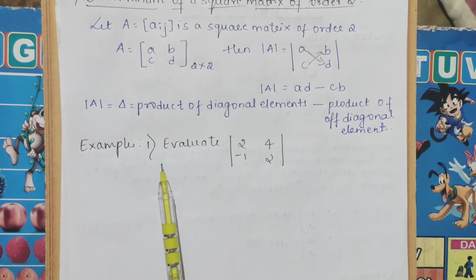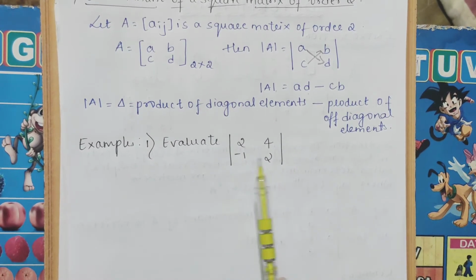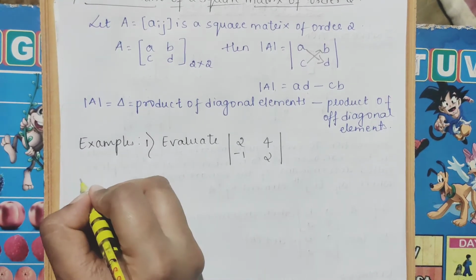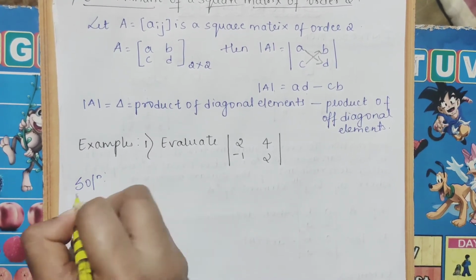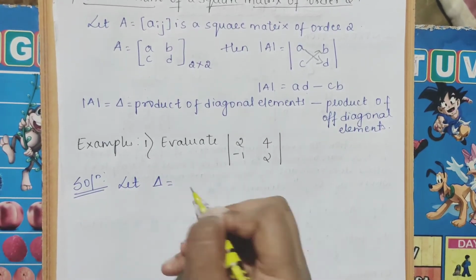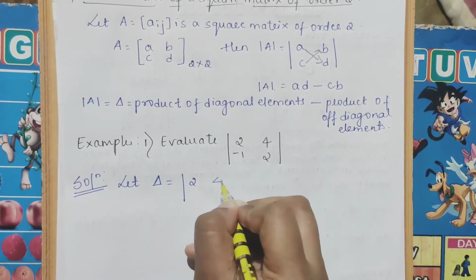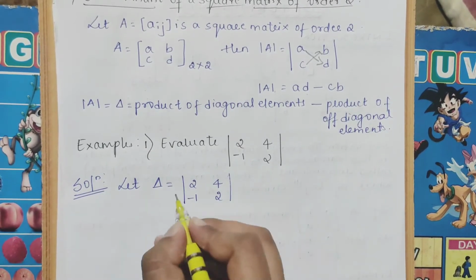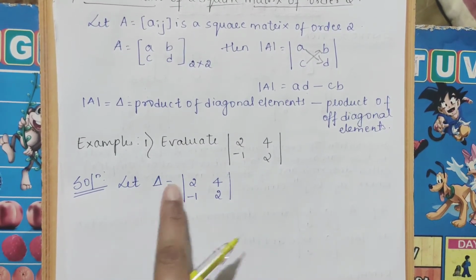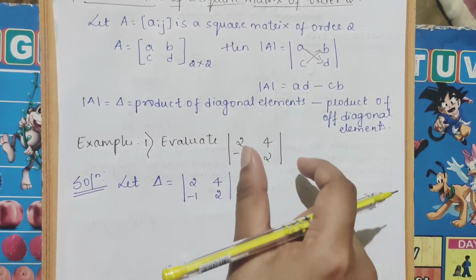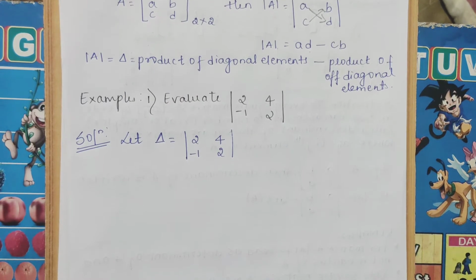See here, example one: evaluate the determinant 2, 4, minus 1, 2. They have given this. So we have to write the solution. You can write, let delta be given as 2, 4, minus 1, 2. You have to find delta. Delta is nothing but the determinant. They are asking you the value of this. So how do you find it?